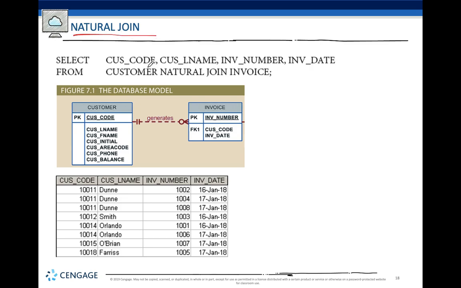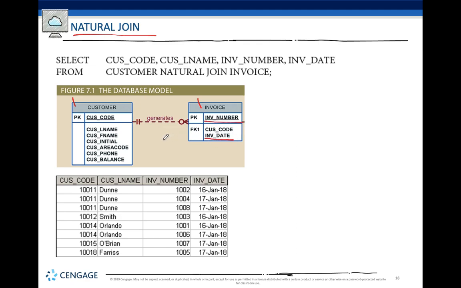In this example, we're seeing the natural join. So just recollecting our database model, we have two relations or two tables called customer and invoice. One customer can generate multiple invoices. And let's say we want to find out all the customers who have generated invoices along with the invoice number and the invoice date, right?